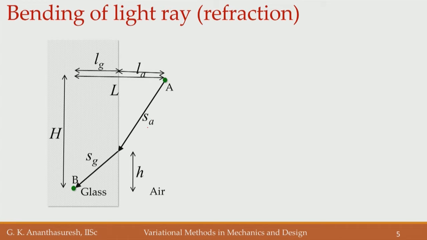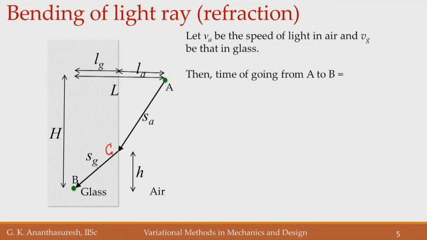So, there is distance S A that the light ray would travel from A to this point which we called C, and then C to B distance is S G. So, if you look at that, first let us assume that in air it has a speed of V A and in glass it has a speed of V G. Okay. Then the time of going from A to B will be time to go from A to C, which is that S A distance divided by the speed which is V A, and then from C to B is this term S G divided by V G.